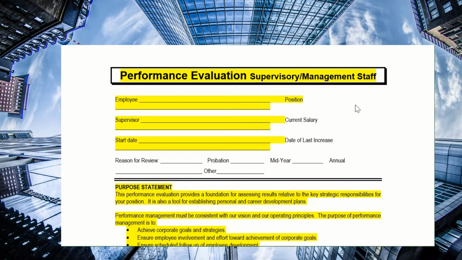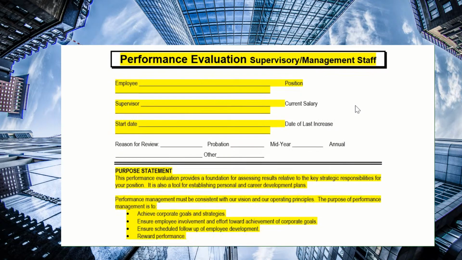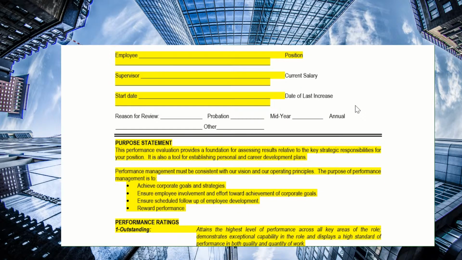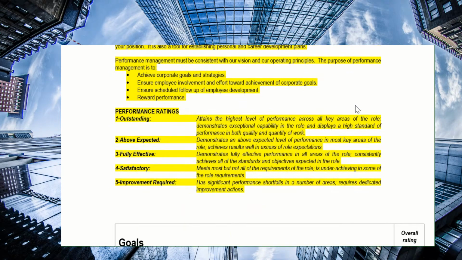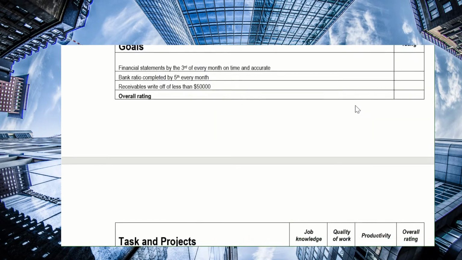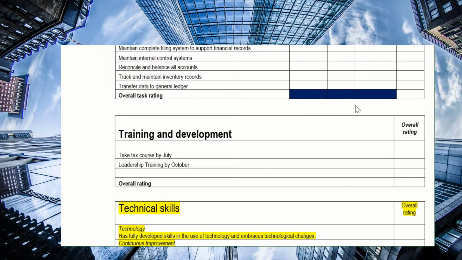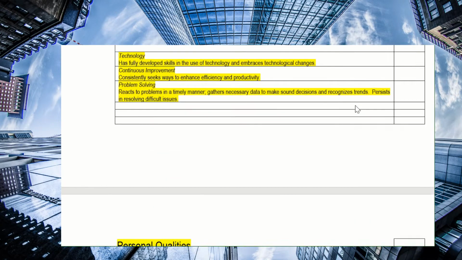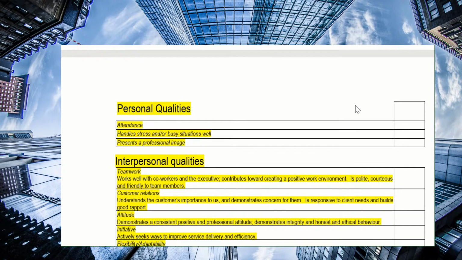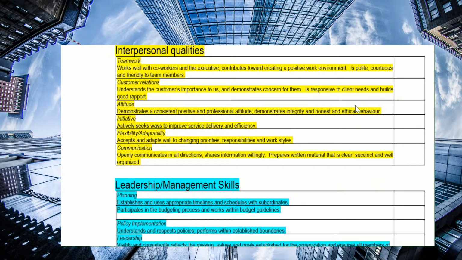The following is a performance evaluation. The areas marked in yellow are general areas that apply to all individuals. The goals, tasks, projects, training and development should apply to your accountability management system and position-specific technical skills. Personal qualities and interpersonal qualities all apply to all individuals within the organization.